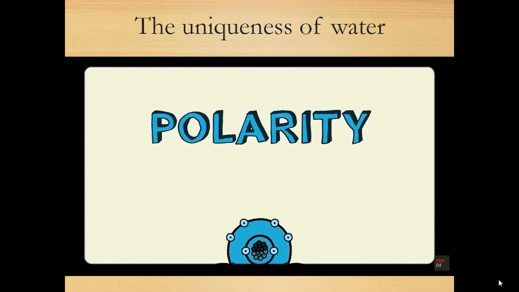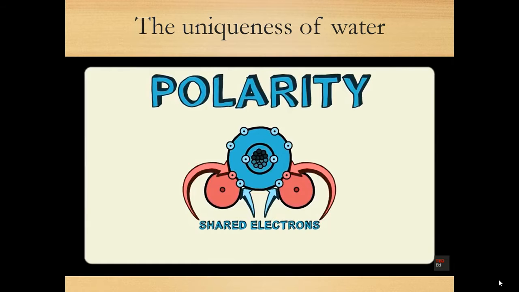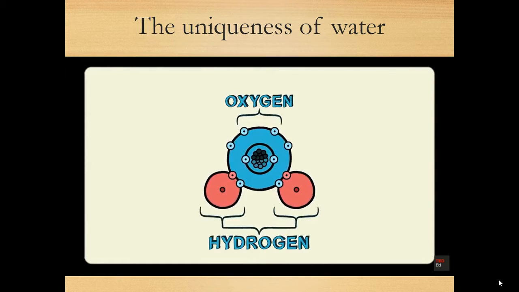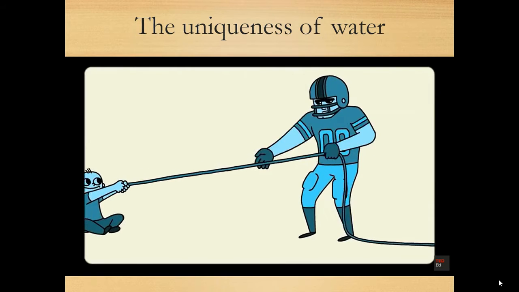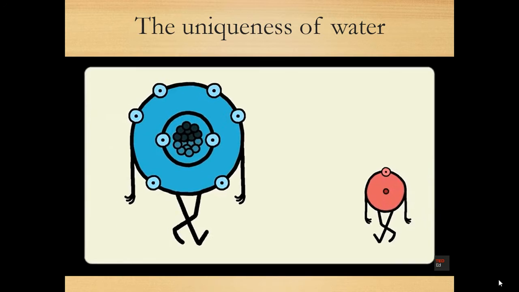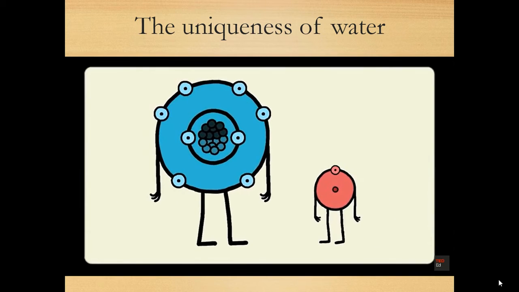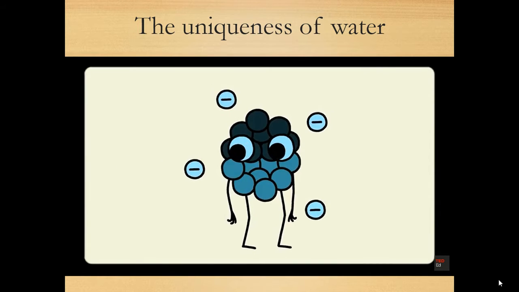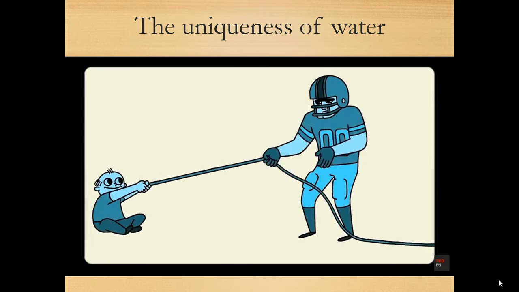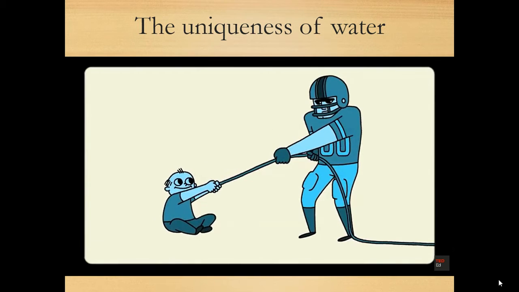Polarity refers to the unequal sharing of electrons within a molecule. For water, the bonding between the oxygen atom and two hydrogen atoms within a single water molecule is like a tug of war between a big, strong football player and a cute little toddler. Oxygen is a larger atom with more protons in its nucleus than hydrogen. These positive charges are like a person's physical strength. They are able to attract the negatively charged electrons in the bond, just like a strong individual is able to overpower a weaker individual in a tug of war.